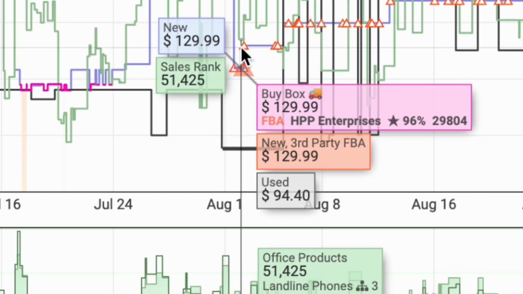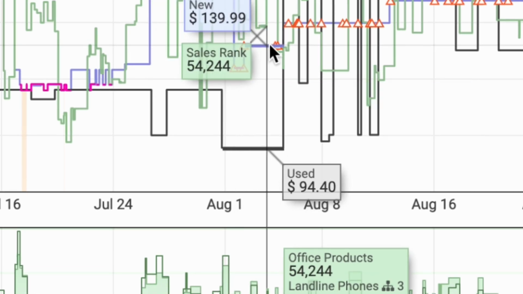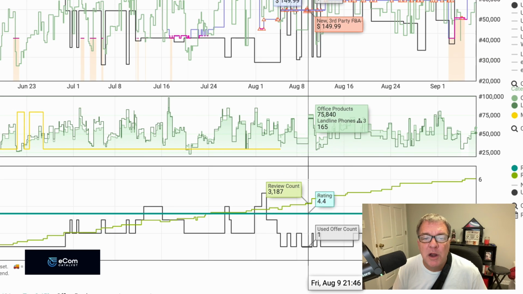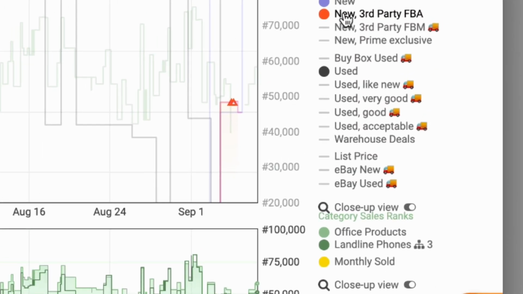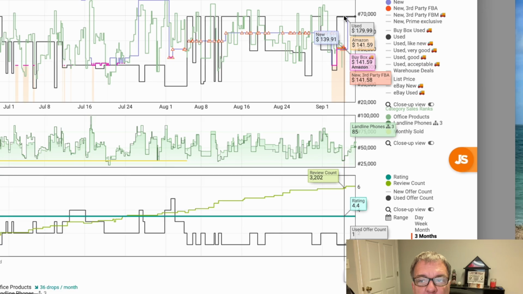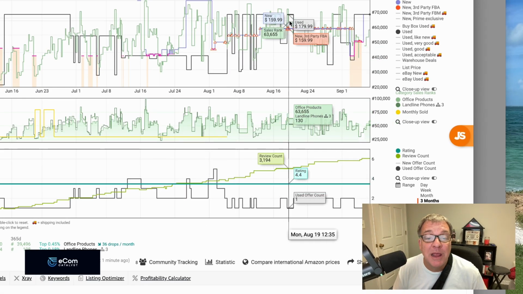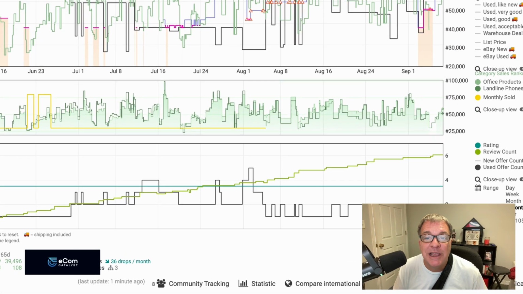For example, $129.99, and that is from a third-party FBA seller that you can see here. When you mouse over this new third-party FBA, all these little red triangles are showing you where a third-party FBA seller actually had a sale.